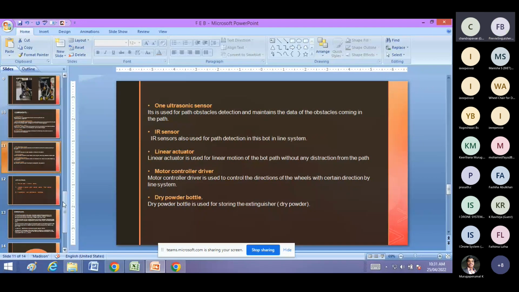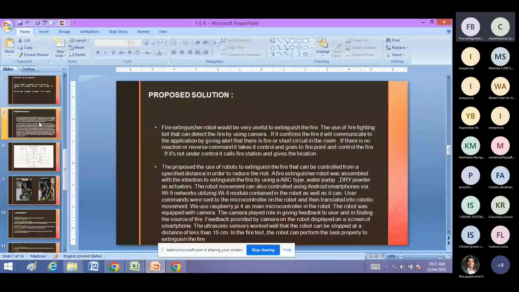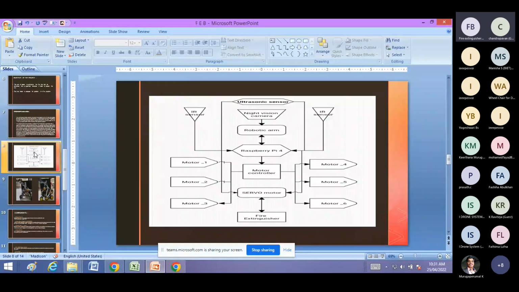Coming to the working of this fire extinguisher bot, it contains 6 wheels which are connected to servo motors, which help them to move in a certain direction with some angle of rotation and speed. We are going to use IR sensors which help the robot to move in a specified given path. The robotic arm in this fire extinguisher bot rotates 360 degrees and monitors the entire room to detect the fire. When the fire is detected, it moves in the given path and the extinguisher exhausts the required gas.